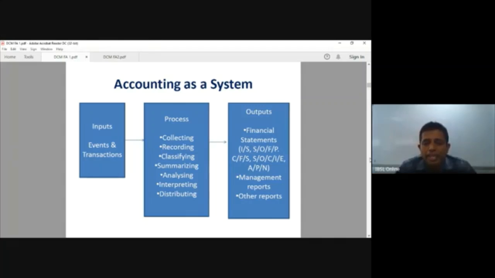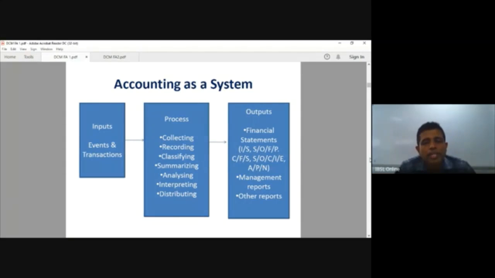The main output is the financial statement. Then the second output is the management report. There are various reports requested by management, including the board of directors and corporate management. Then the third one is other reports. Apart from the management, there are other reports that the accounting process is preparing.